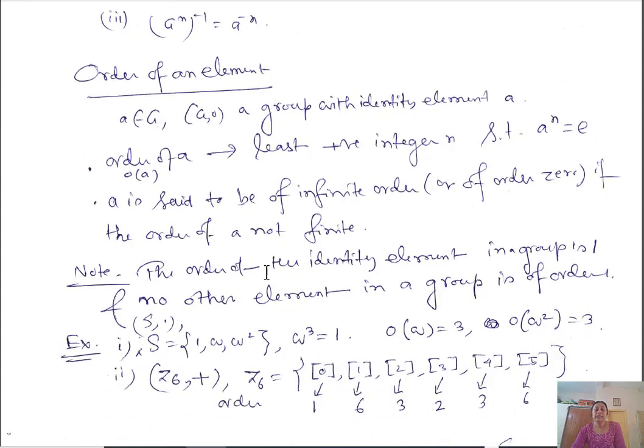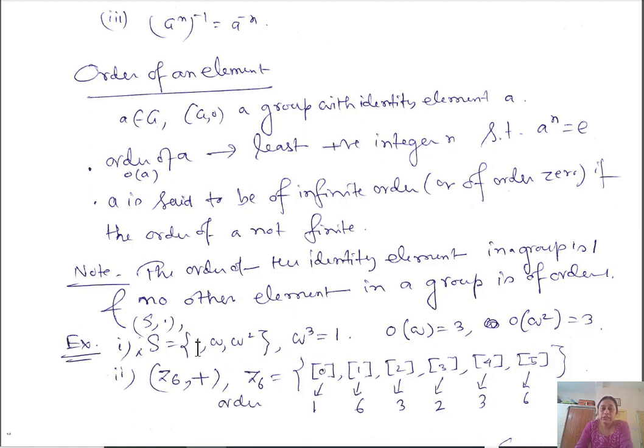Okay, and this is the fact that the identity element in a group has order 1, and there exists no other element in the group having order 1. Only the identity element has order 1. There are several examples for these sets. Already we have discussed these finite sets, and you can check what the orders of each element are.